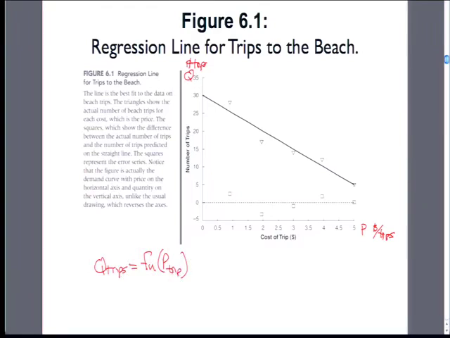And we want to get an approximation of this line. We want to make a linear function out of that. So we're going to use a regression analysis, and we're going to say, please, computer, tell me what the best fit of this line is.